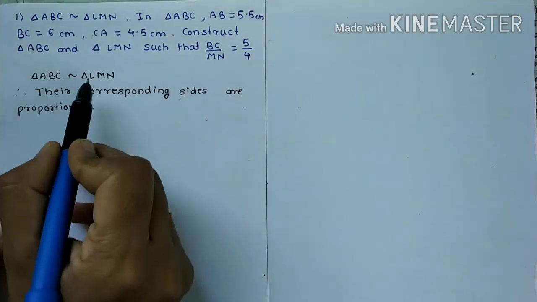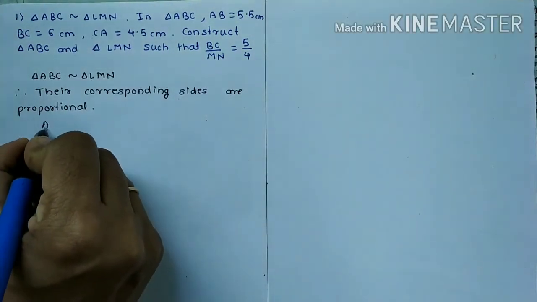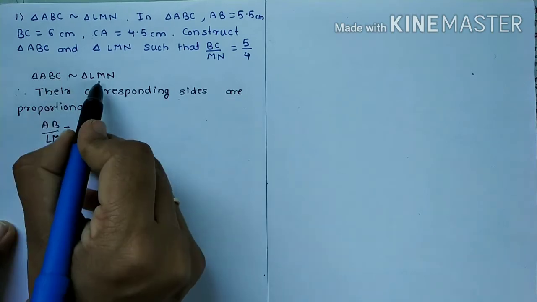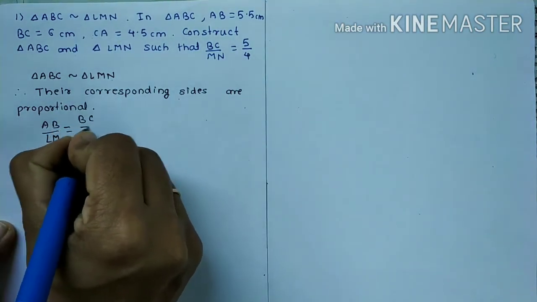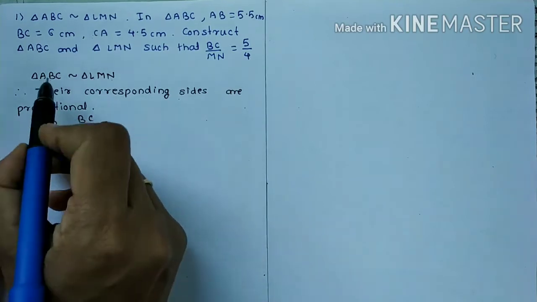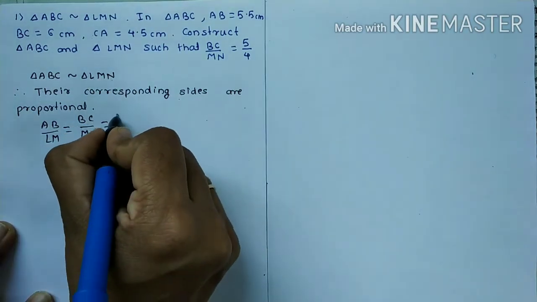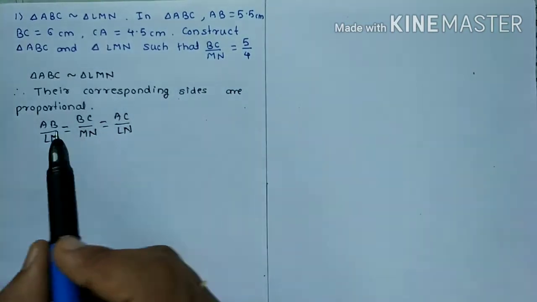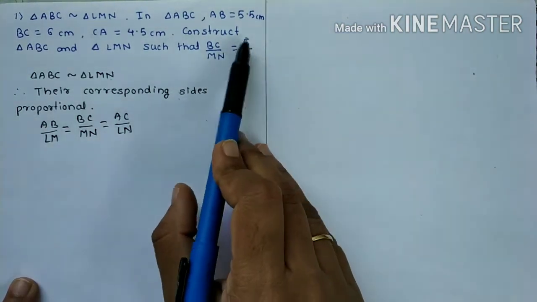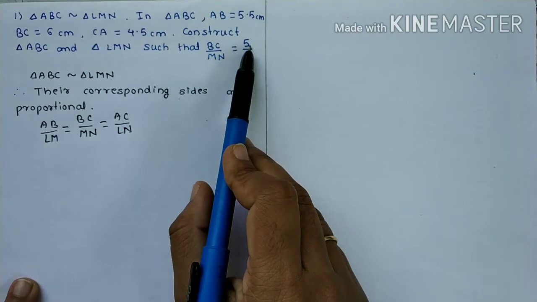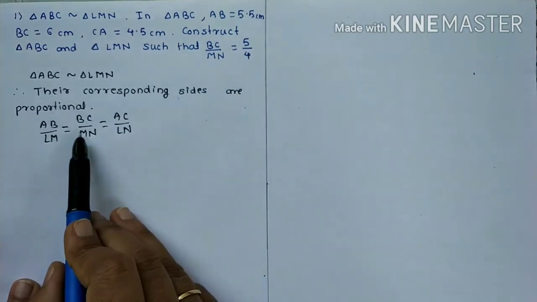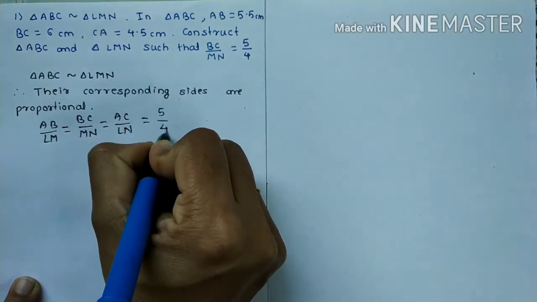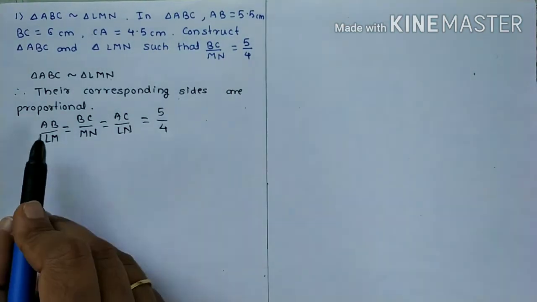That means AB upon LM equal to BC upon MN equal to AC upon LN. Here given that BC upon MN equal to 5 upon 4. And here BC upon MN, therefore we can write is equal to 5 upon 4. Okay. Now substitute values.